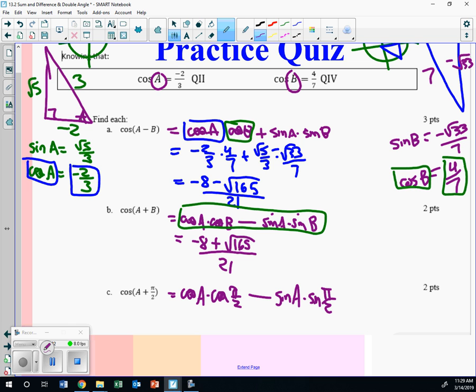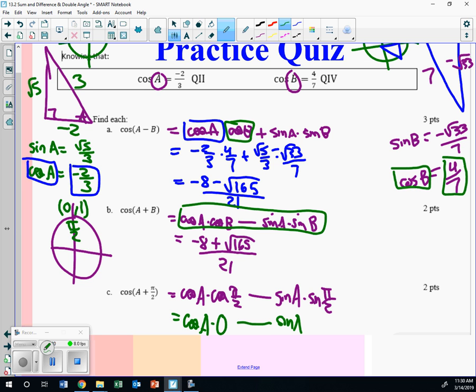So Taylor, what's the cosine of pi over 2? Here's pi over 2, and here's the point (0, 1). What's the cosine of pi over 2? 0. So you'd write cosine A times 0, and then, Taylor, what's the sine of pi over 2? 1. So you got 1. So this is going to be 0 minus sine, which would be negative sine of A. Did anybody get negative sine of A for that one?